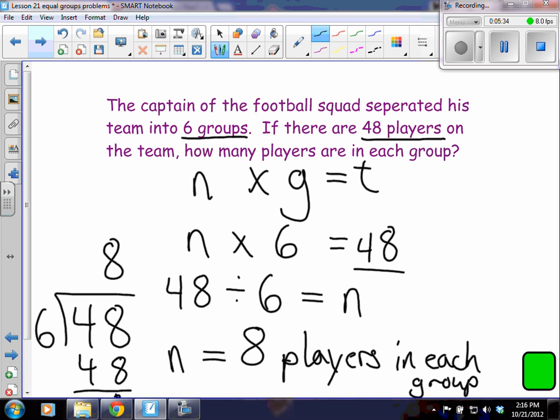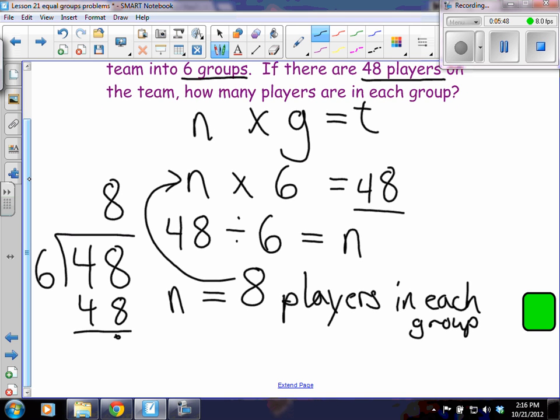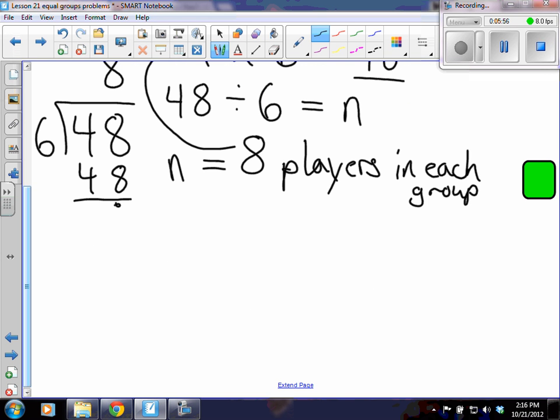And step 3 then would be to go over and check it. And so we could take this 8 and we could plug it in for the n right here. 8 times 6 equals 48. And so we know our answer is correct. And so we have our new equation, our new idea, working with equal groups. n times g equals t.